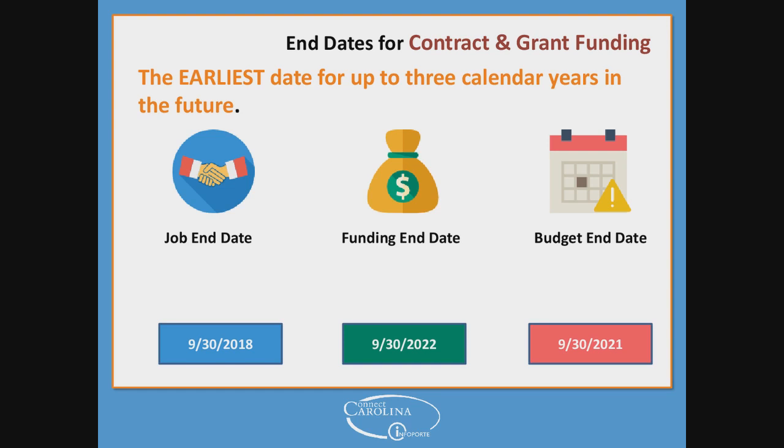So the system is going to use, as I mentioned, the earliest date, which is September 30th, 2018, because that's when the person is no longer going to be working.